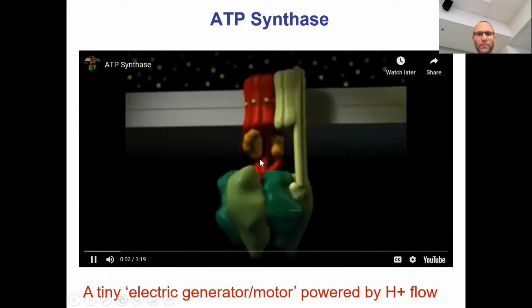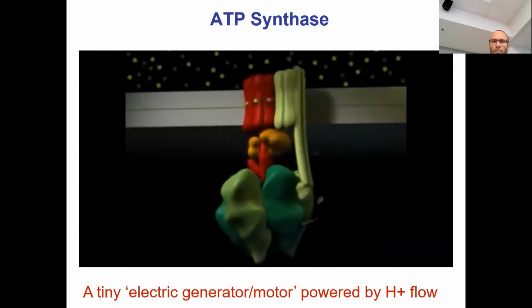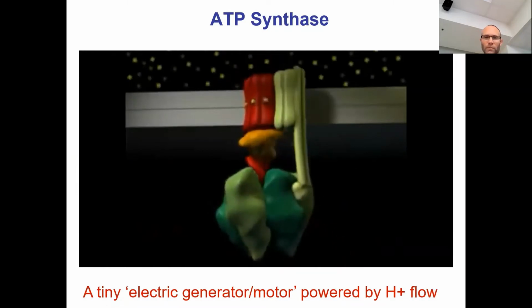ATP synthase is a molecular machine that works like a turbine to convert the energy stored in a proton gradient into chemical energy stored in the bond energy of ATP.